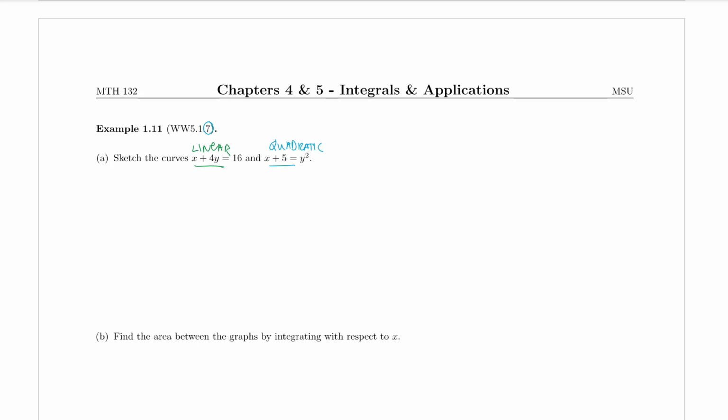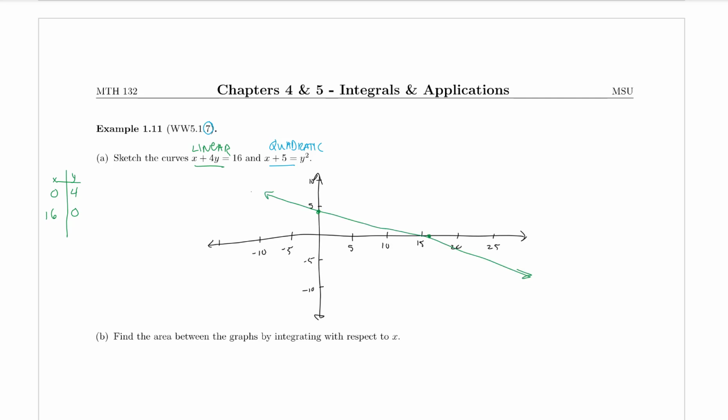Now let's go and start by graphing these functions. A good trick for graphing things is to find the x and the y intercepts by setting the other variable equal to 0. So with the linear function, if we set x equal to 0, we can see that y must be 4. And if we set y equal to 0, we see that x has to be 16. So that gives us our intercepts for our linear function. Let's go ahead and graph the linear function. So there's our linear function in green.